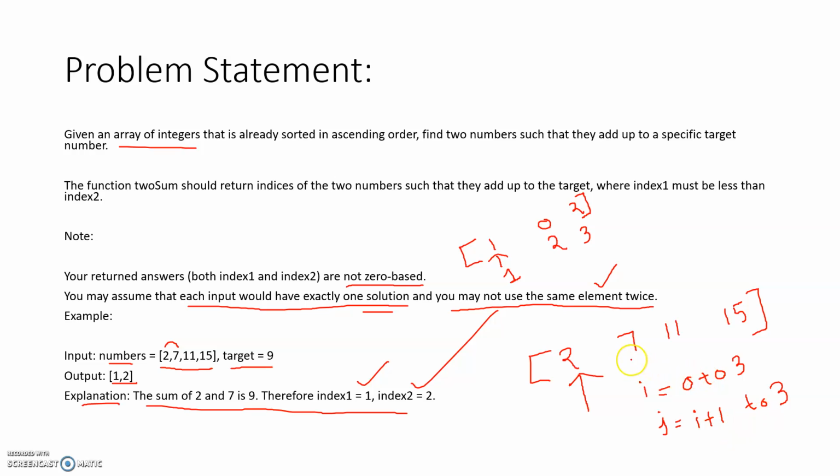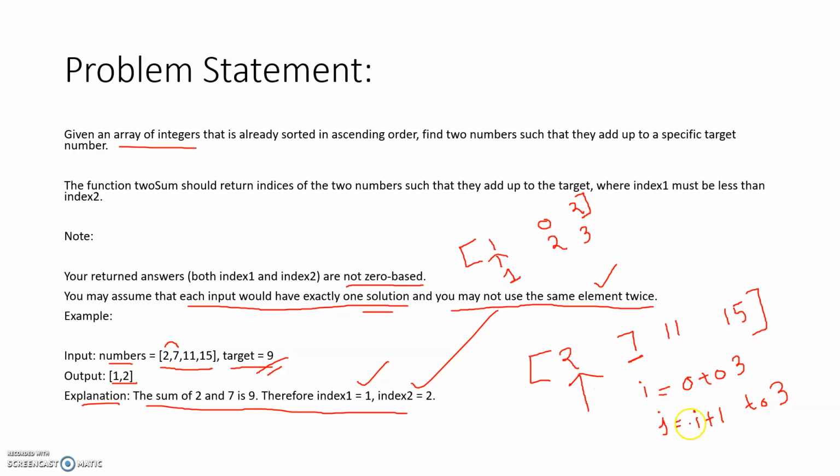Okay, so when i equals 0, j will be i plus 1, which is 1, so it will pick up 7, the second element of the array. Then I will add the two elements, one extracted using the outer for loop and one extracted using the inner for loop, and check whether the sum satisfies the target value or not. If it is not satisfying, I will go to the next iteration. Okay, that is the simple approach.